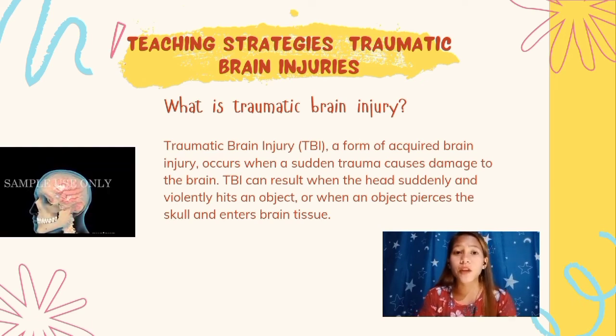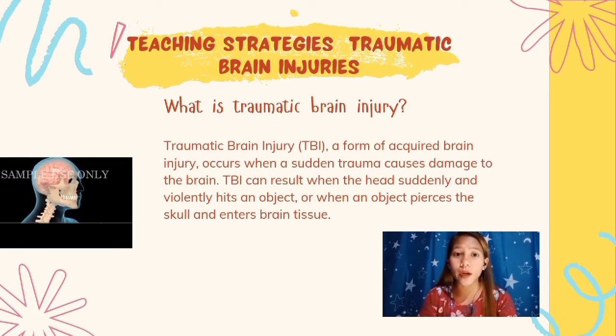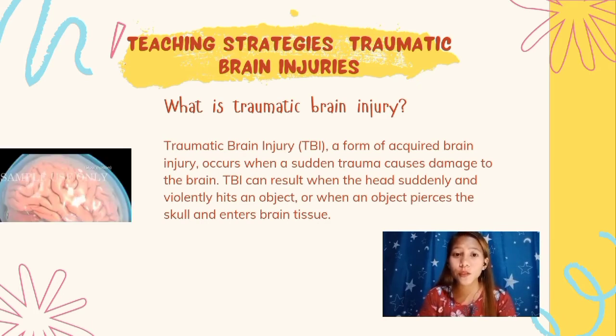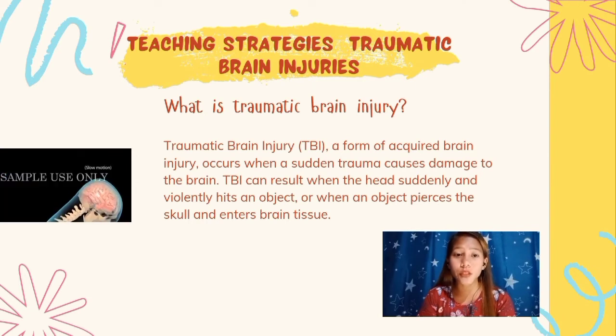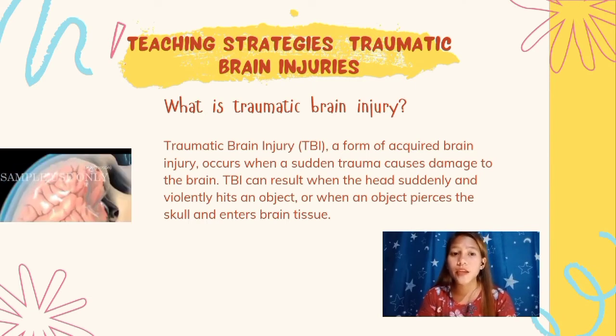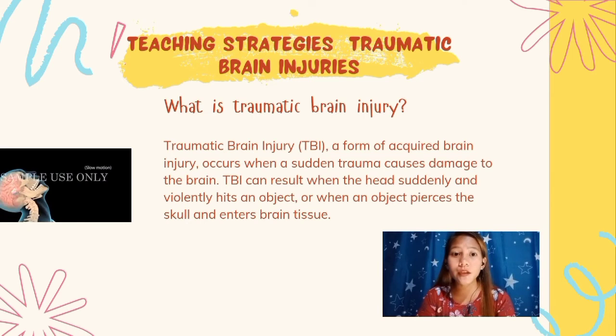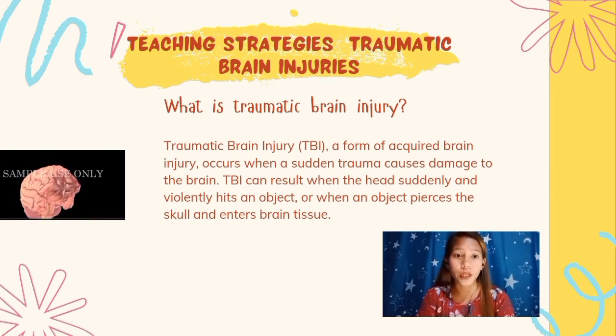Before anything else, let's define what is traumatic brain injury. A traumatic brain injury is a form of acquired brain injury that occurs when a sudden trauma causes damage to the brain. Traumatic brain injury can result when the head suddenly and violently hits an object, or when an object forces the skull and enters brain tissue.